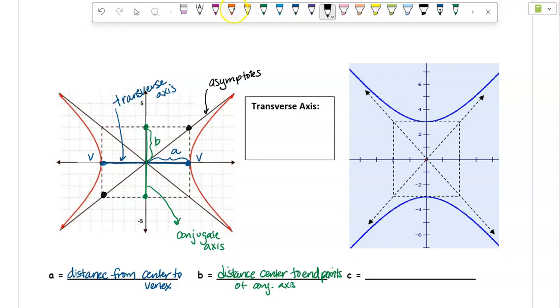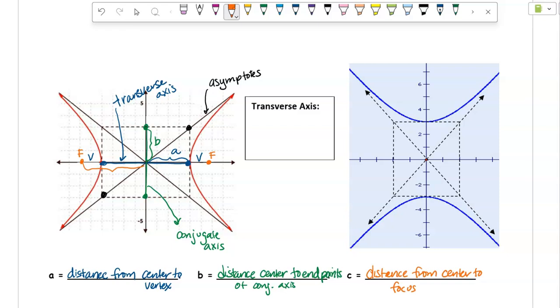So the last thing we have is A, B, and then of course C. Now here's the key difference. On a hyperbola, our focus points do not lie inside the vertices, they lie outside the vertices. And so our C distance is your distance from center to a focus. When we look at these, we can see that the C value is going to be the largest of all these values, right? So the relationship between A, B, and C is going to be a little bit different. And we'll talk about that in a minute.